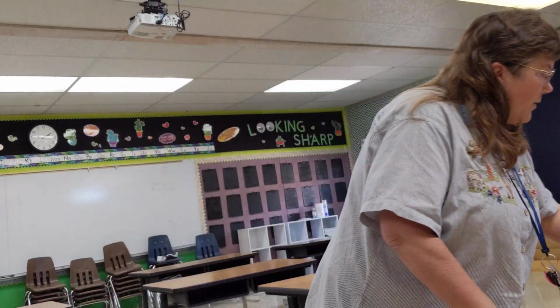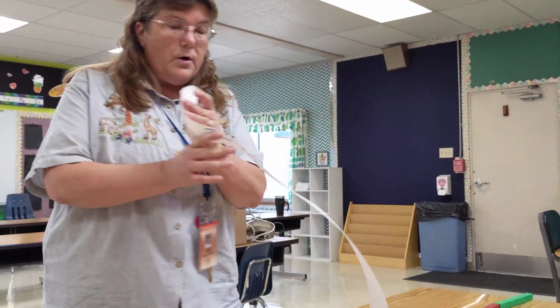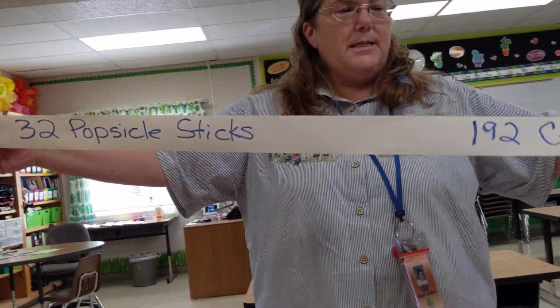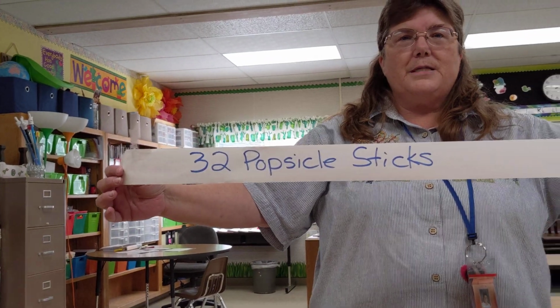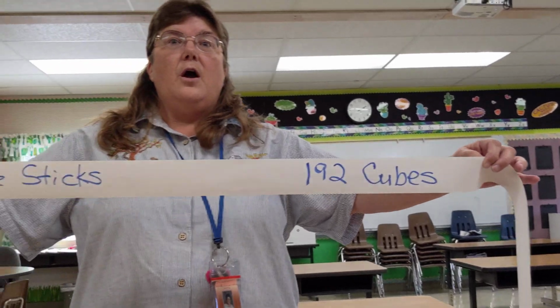Okay, 2nd graders, we are done today for Number Corner, and your questions today are, how many popsicle sticks did it take, and how many cubes? So 32 popsicle sticks and 192 cubes are the length of the whiteboard. Good job, you guys. Have a nice afternoon. Bye, 2nd graders.